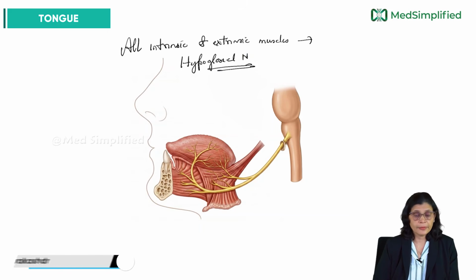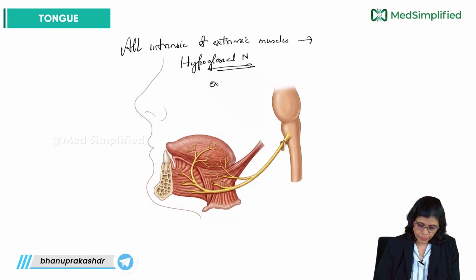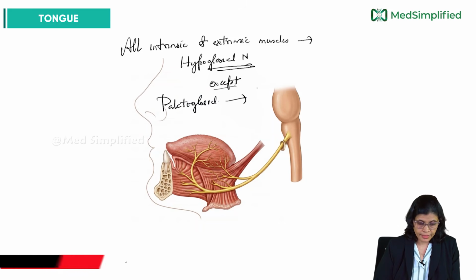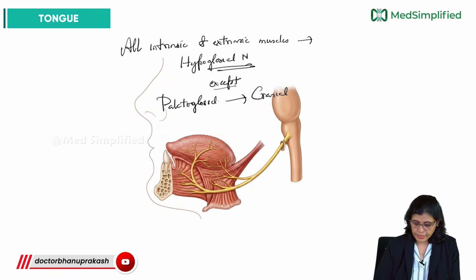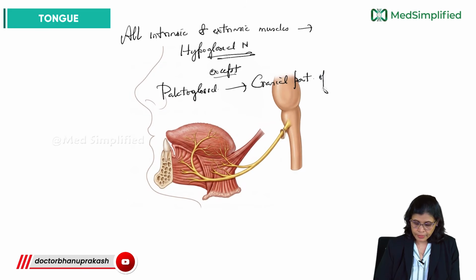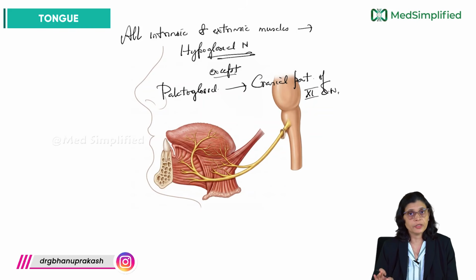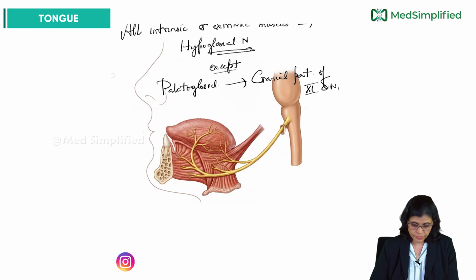except which muscle? Yes, palatoglossus. And what is it supplied by? The cranial part of the accessory nerve, through the pharyngeal plexus. The cranial part of the accessory nerve, the 11th cranial nerve, will supply it. So all the intrinsic and extrinsic muscles are supplied by hypoglossal except for palatoglossus, supplied by the cranial part of the accessory nerve. This is important, which you have to know.